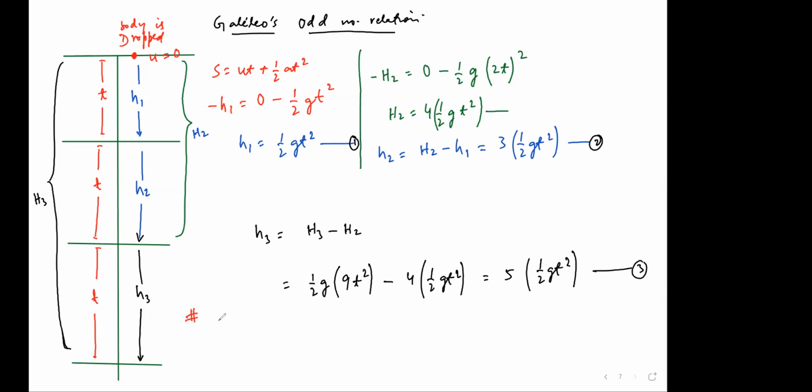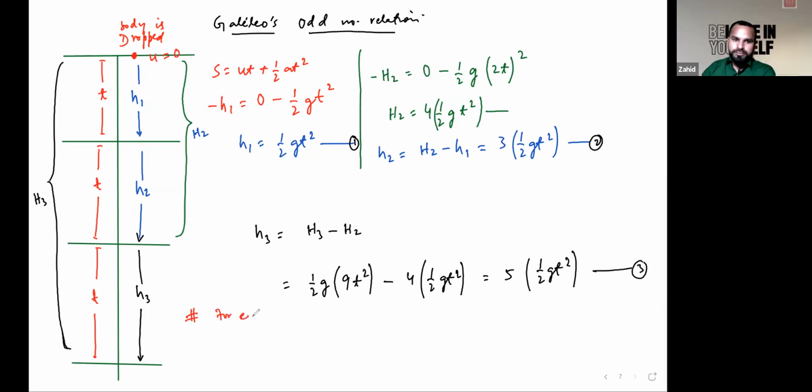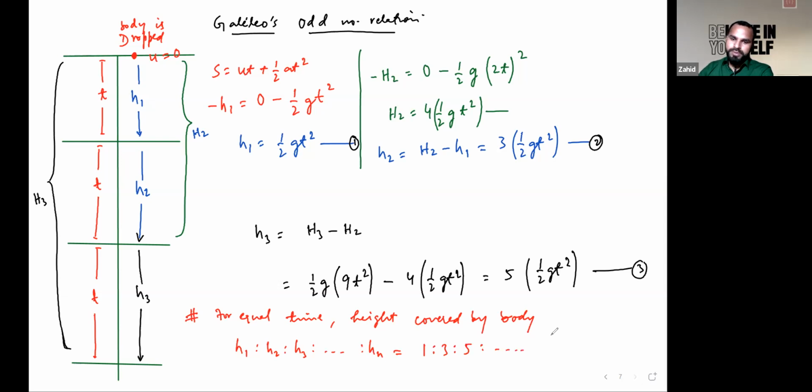So from this, you will conclude that for equal time, the height covered by the body, h1, h2, h3, and so on to hn, would be in the ratio of odd numbers, so it will be 2n minus 1.